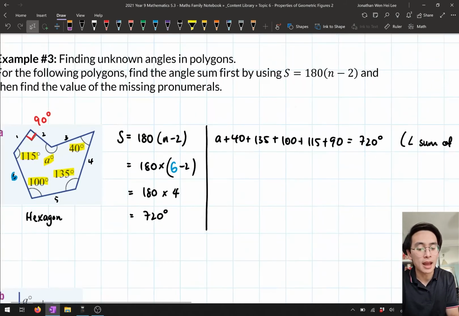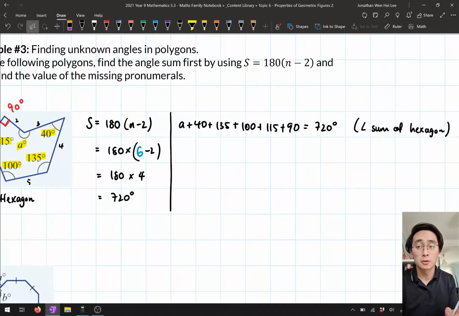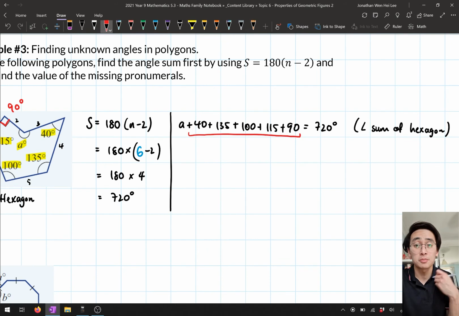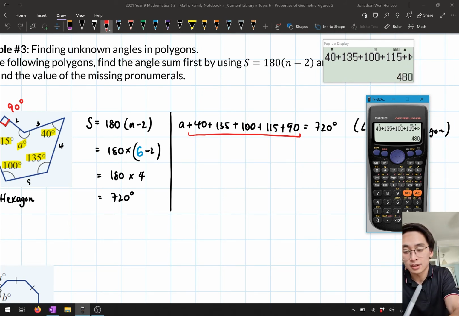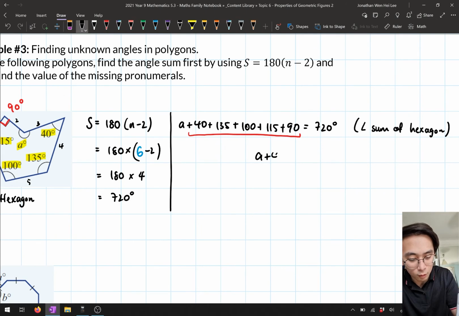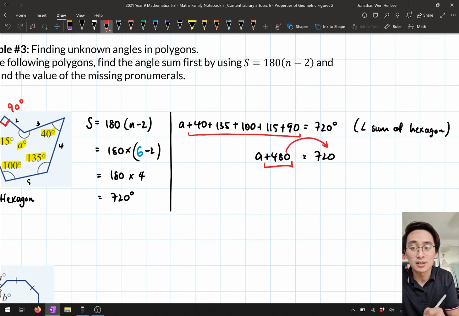Okay, so I've written out my angle sum equation. Just like we did before, we're going to add all these numbers together to make it easier for me. So I can chuck this in my calculator: 40 plus 135 plus 100 plus 115 plus 90. That actually gives me 480. So that tells me that A plus 480 is equal to 720. And just like we did before, we're going to move this 480 to the other side and subtract it.